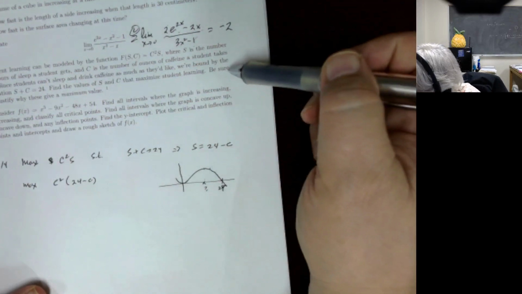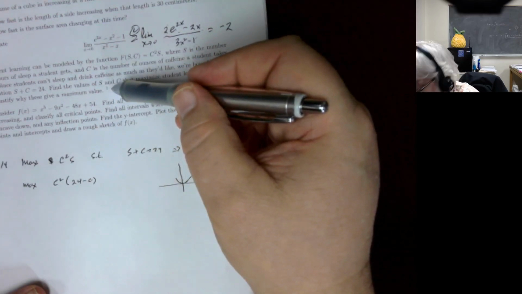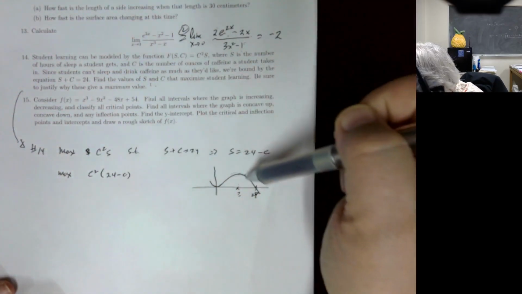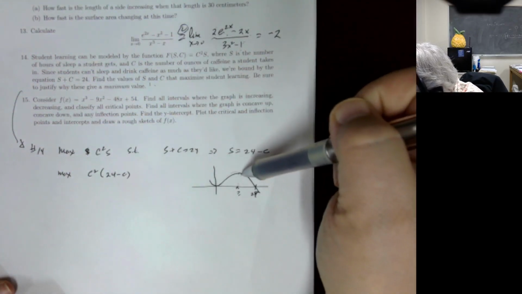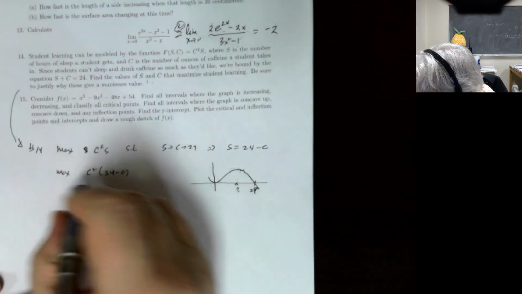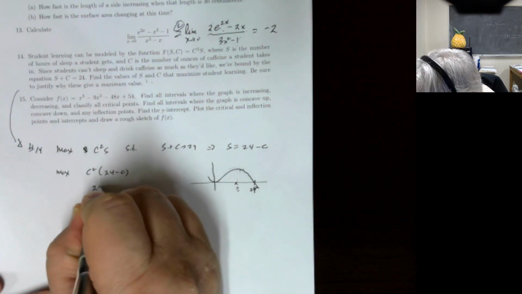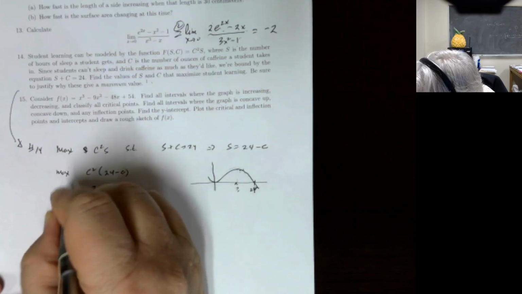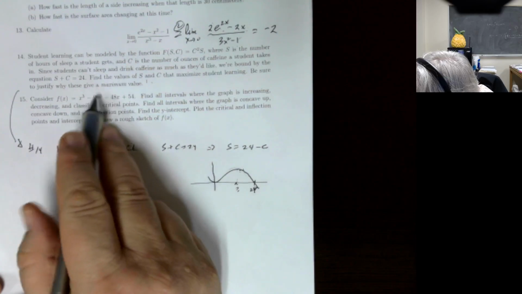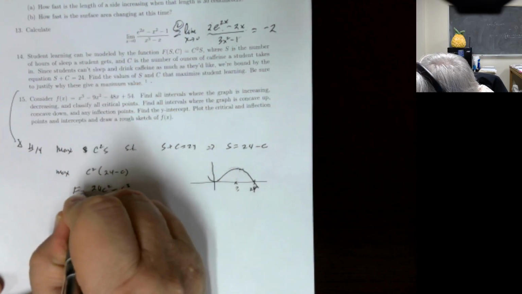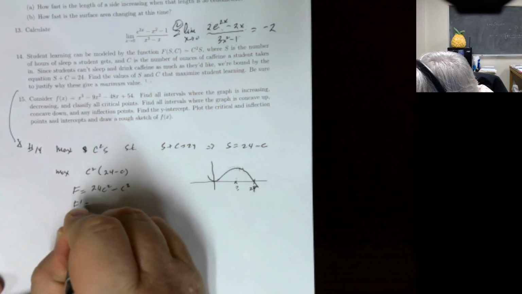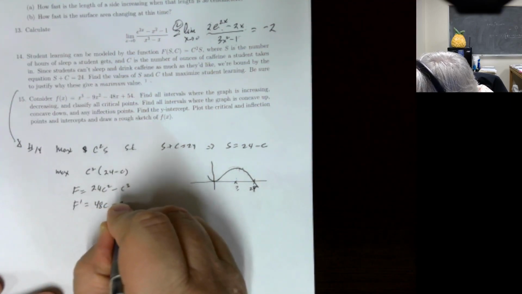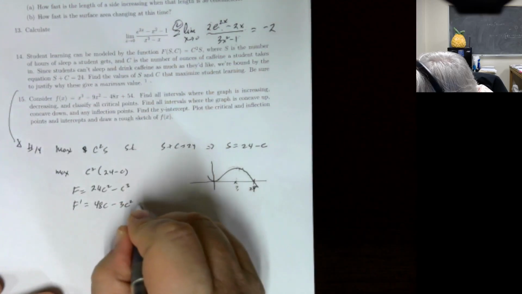The question was, be sure to justify why this is a max. We'll justify it as well, but geometrically you can see that you're going to get a max. So this is going to be 24c squared minus c cubed is our function. We can call it capital F. So capital F prime is going to be 48c minus 3c squared. Set that equal to 0.